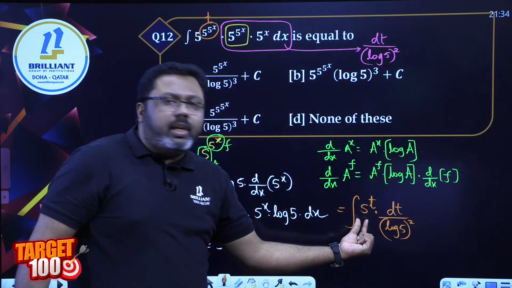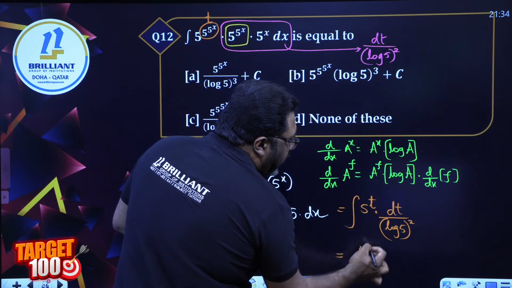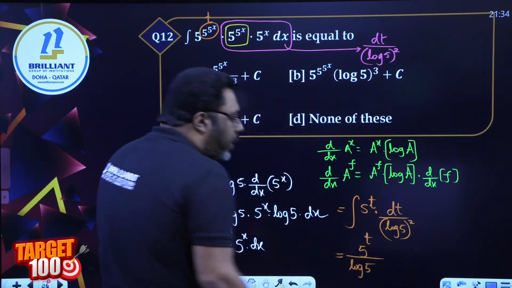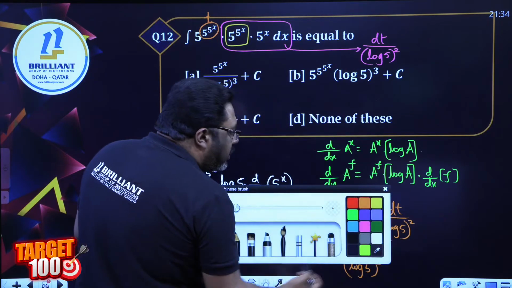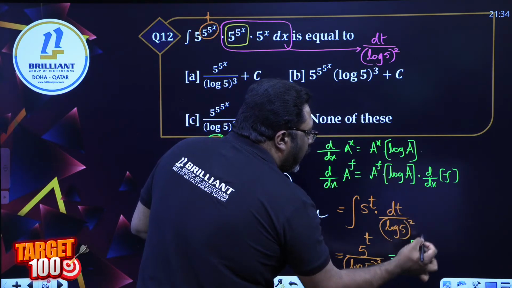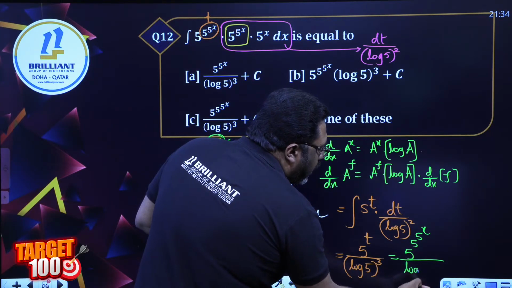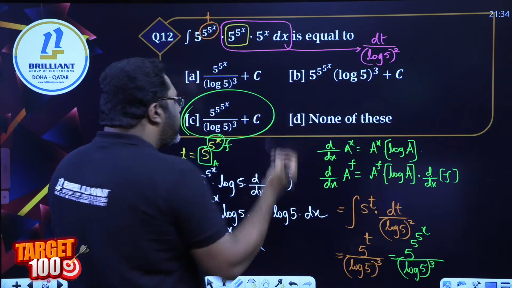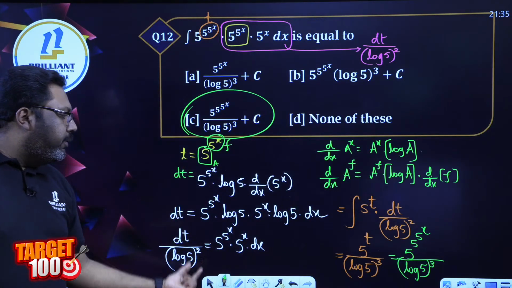It's a basic integration, integral of a raised to x. I hope everybody knows it. Integral of a raised to x is a raised to x by log a. But there is a log 5 squared already, so it becomes cubed. Substitute back t, my dear students. When you put back t, it's going to be 5 raised to 5 raised to x divided by log 5 cubed. Answer option C. So the explanation is what took so much time, but the idea is very simple.